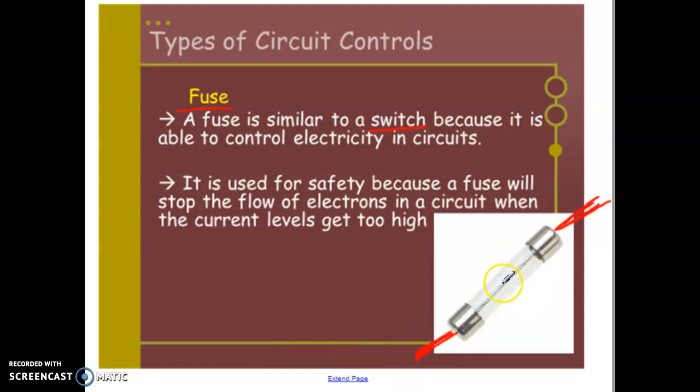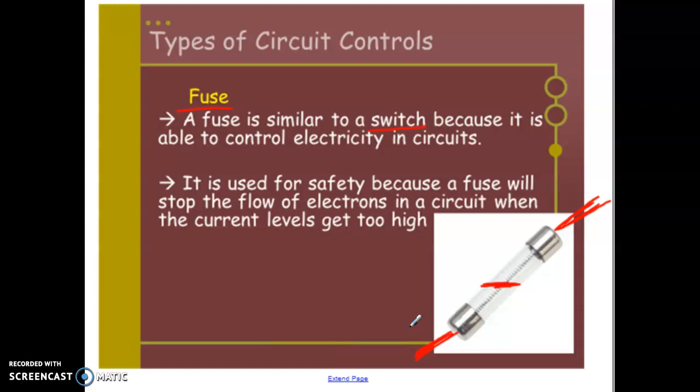But what happens with a fuse is if there's ever too much electricity flowing through here, this little piece of metal will melt and cause a break on the inside. The metal will split apart inside this tube. So then it basically turns off the circuit. The reason is that if there's too much electrical current in a circuit, you can sometimes create an electrical fire, which obviously is not good. So this is essentially a safety mechanism.